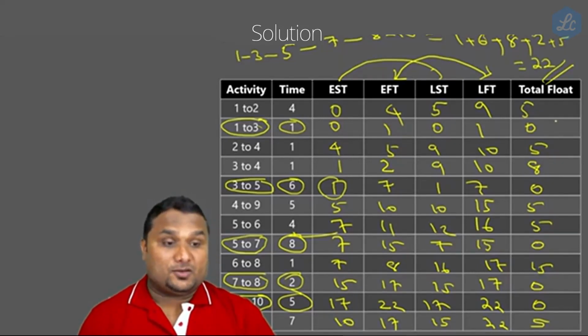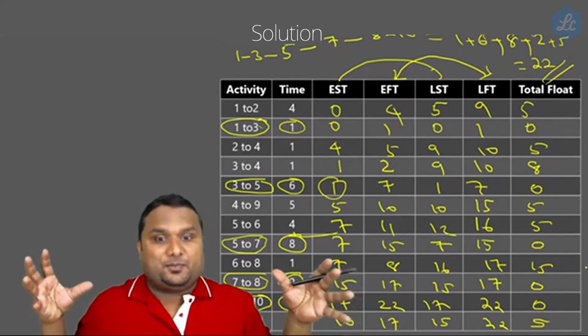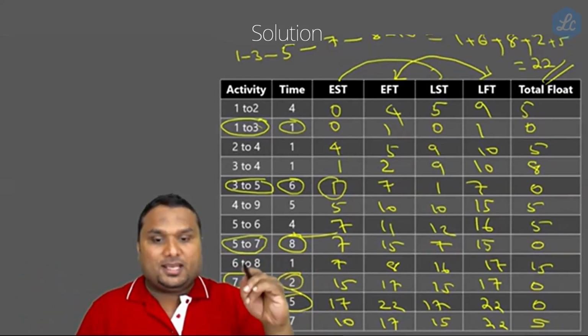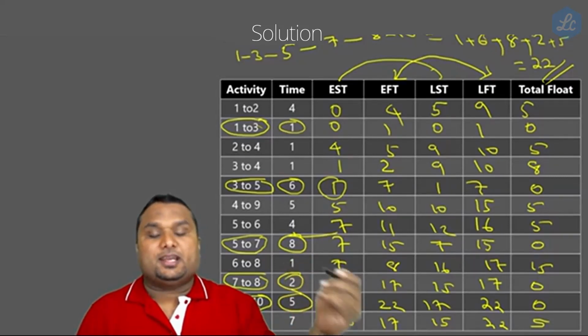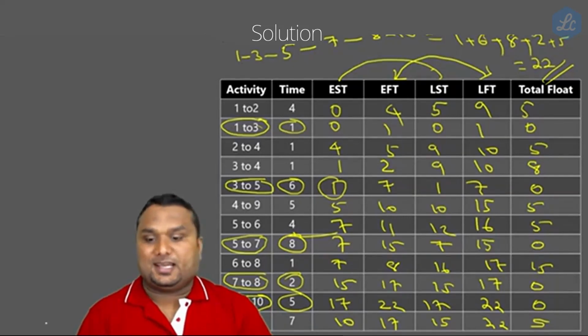If the total float values are 0, they are critical path elements. And if you take 1 to 3, then 3 to 5, then 5 to 7, then 7 to 8, then 8 to 10, they are our critical path. So this is the end of the question.